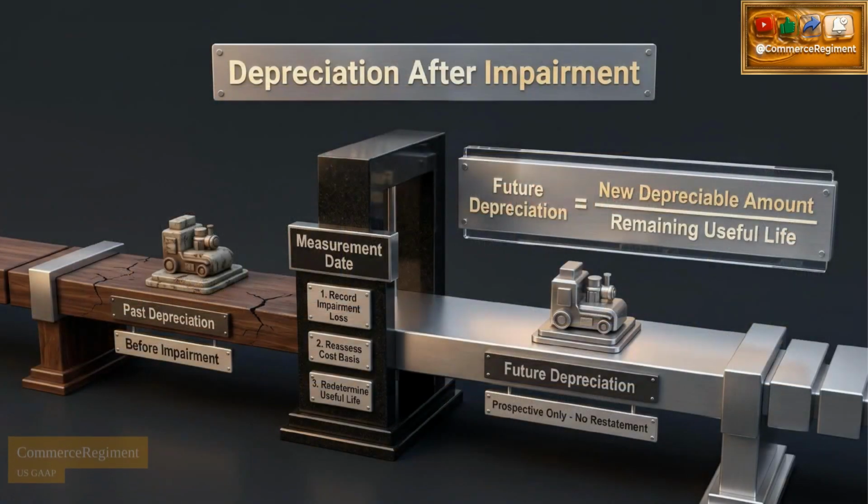Depreciation after impairment is prospective. The impairment loss is recorded in the current period, and then future depreciation is based on the new depreciable amount, any revised residual value, and the remaining useful life as reassessed at the measurement date. The company does not go back and restate prior depreciation just because the asset is now impaired. The formula is future depreciation equals new depreciable amount divided by remaining useful life. The impairment entry changes the future expense pattern, not the past.